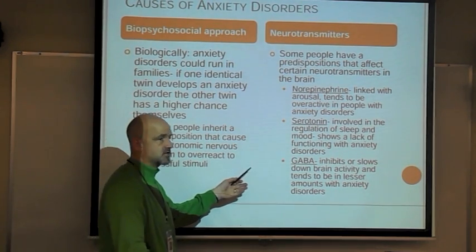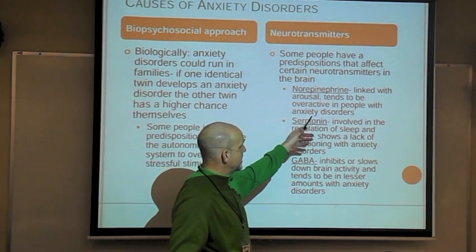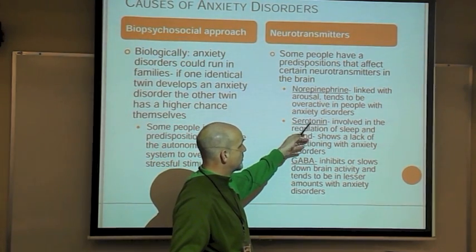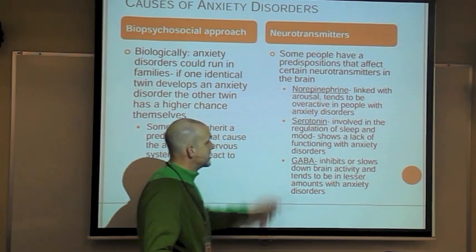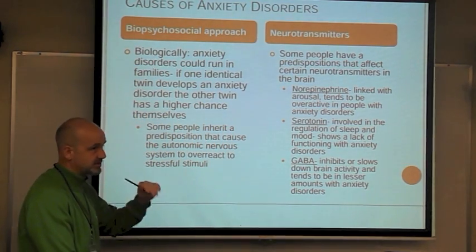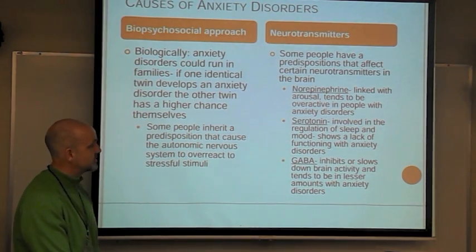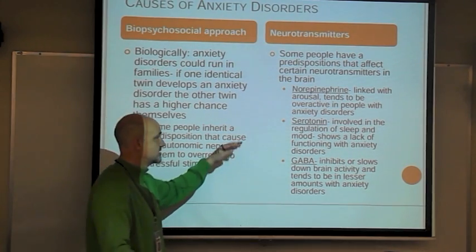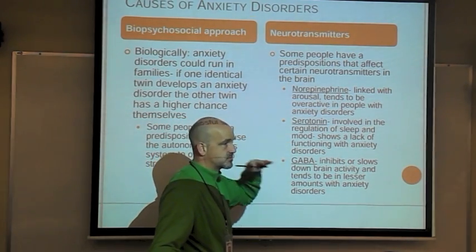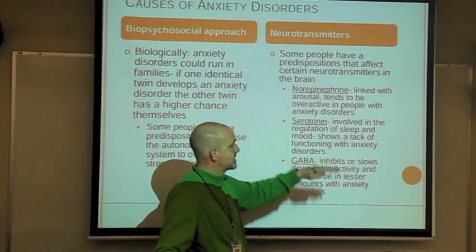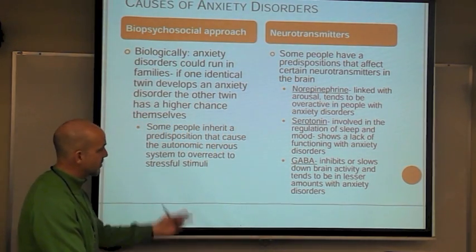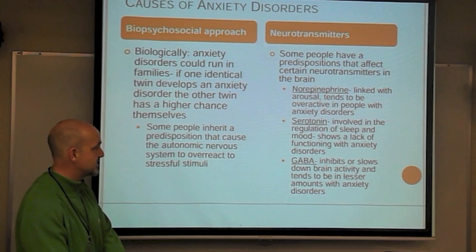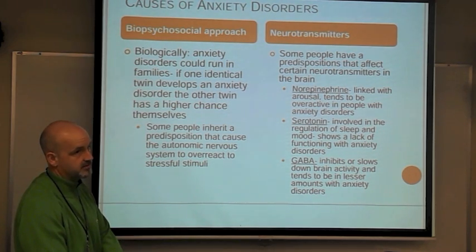And this is a good review of chapter 2. Norepinephrine, which is linked with arousal, tends to be overactive in people with anxiety disorders. It kind of makes sense. Serotonin, which is a mood regulator, it regulates your moods. Okay, it's involved in sleep and mood, shows a lack of. So in other words, the one neurotransmitter that's supposed to keep their neurotransmitters balanced is simply insufficient. GABA, which slows down brain activity, tends to be in lesser amounts with people with anxiety disorders.